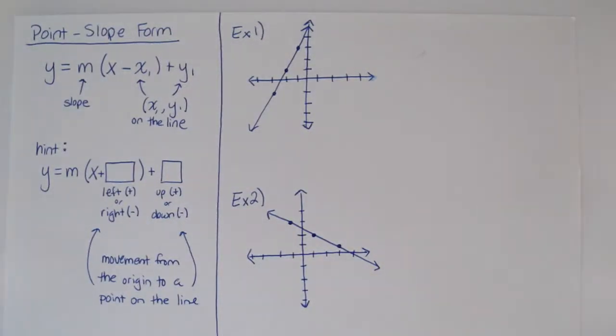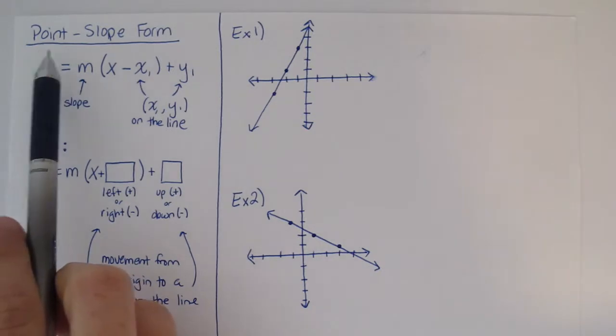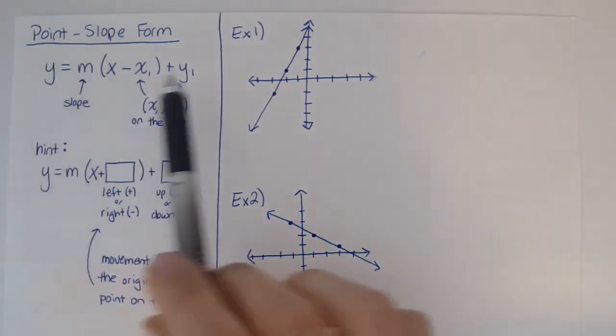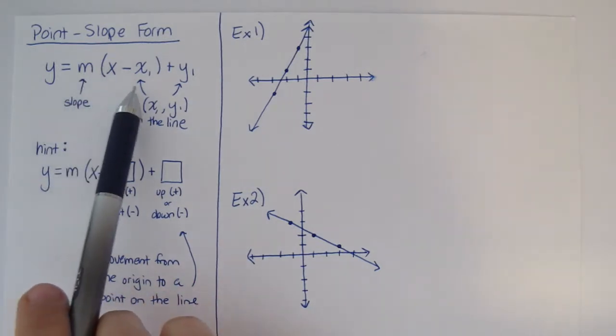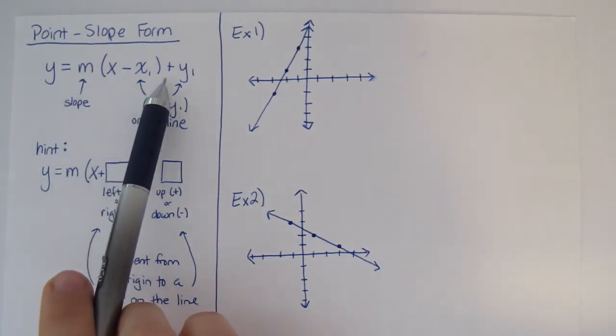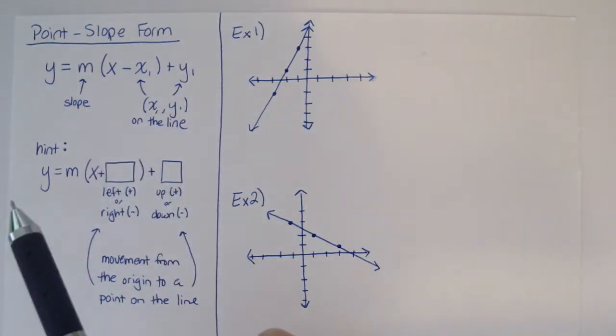Today we're going to talk about the point-slope form of a line. And just like it says, to write an equation of a line in point-slope form, all you need is one point and the slope. And this is what the form looks like: y equals m parentheses x minus x1 close parentheses plus y1. And there's a lot there, so let's go through it.